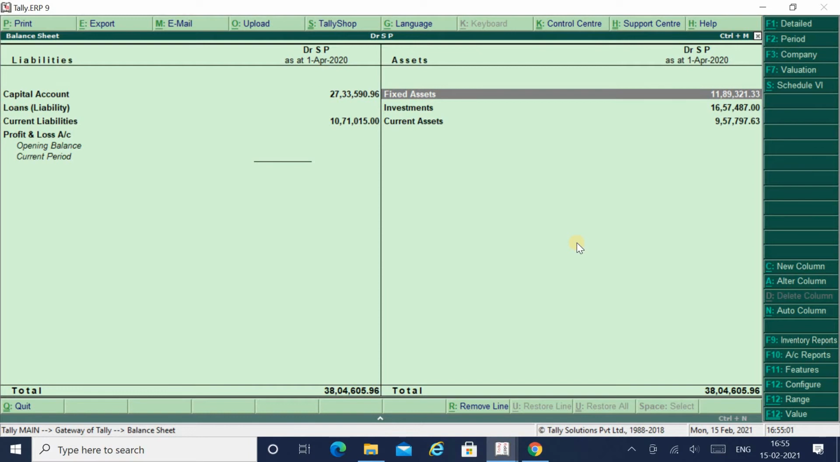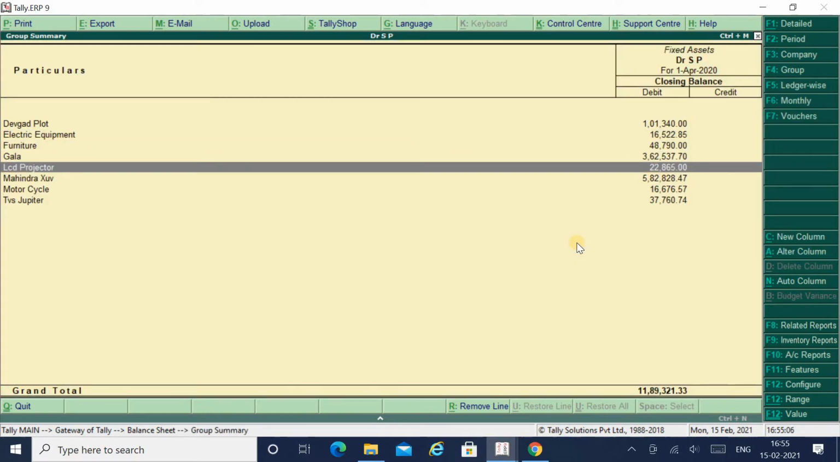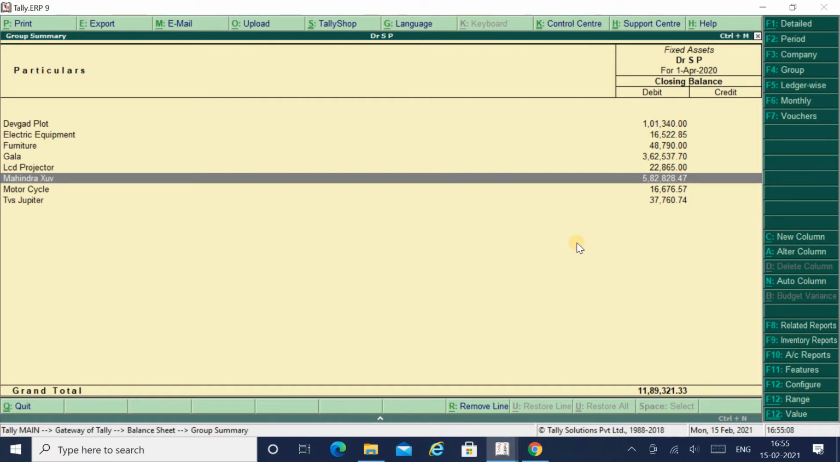First of all, I will go to fixed assets and see which car belongs to my books of accounts. Here you can see that I have a Mahindra XUV, but I also have another car, a Tata Tiago, and I have paid insurance for both cars. Suppose I have paid 20,000 for the Mahindra XUV and 15,000 for my Tata Tiago. How do you make the entry for insurance expenses?